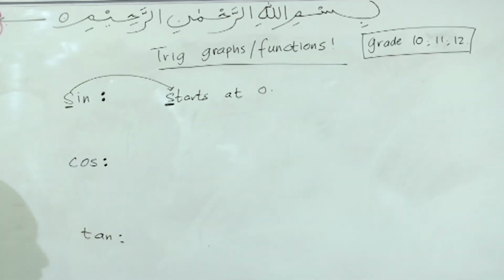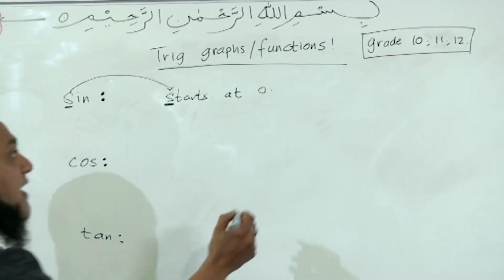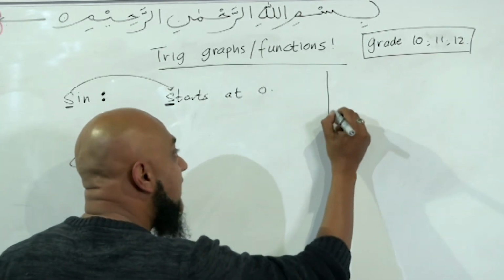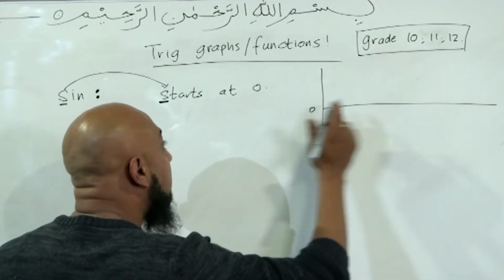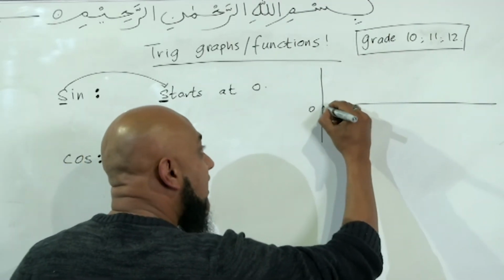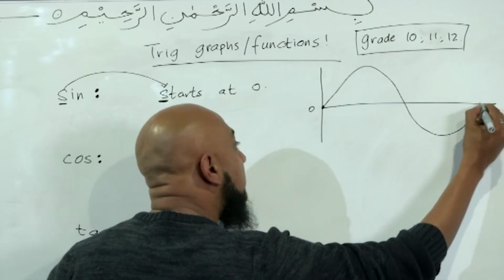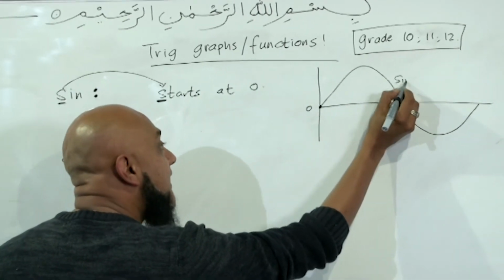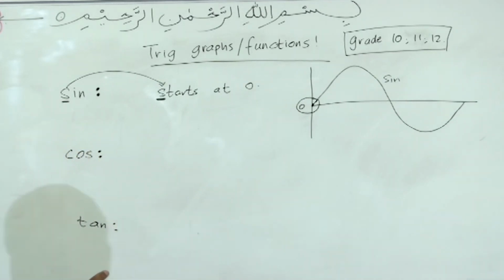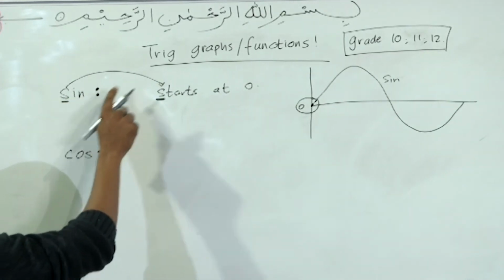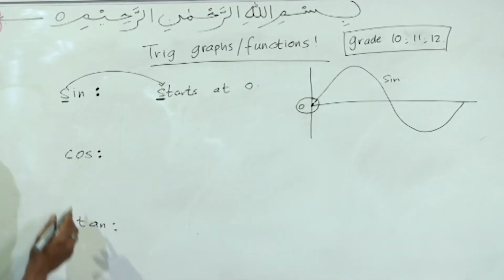Whenever you have a function, I'm going to draw a rough sketch. I'm just showing you what the shape of the graph is going to be. If a graph starts at 0, goes up, comes down and stops there, that is a sine graph. Why is it a sine graph? Because it starts at 0. S for sine, starts at 0.